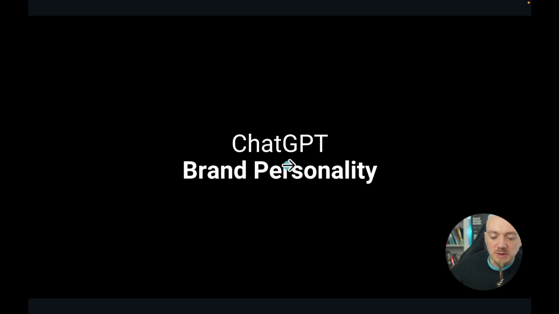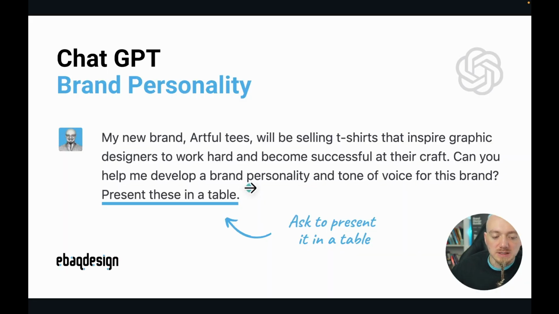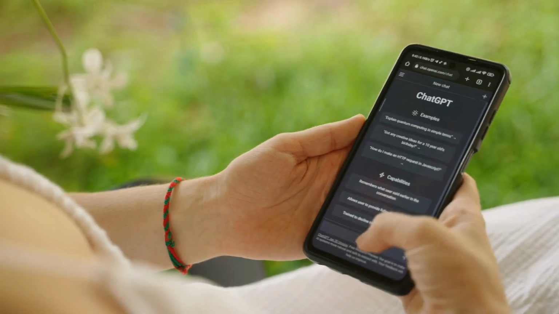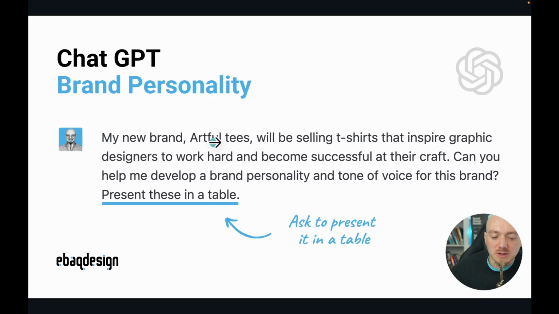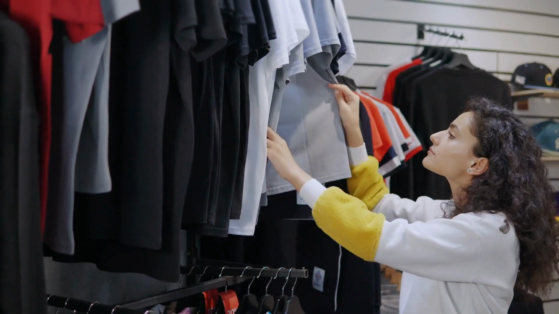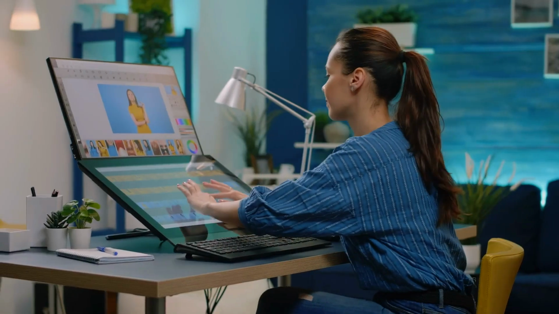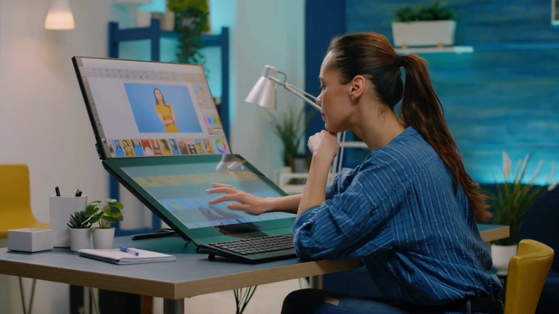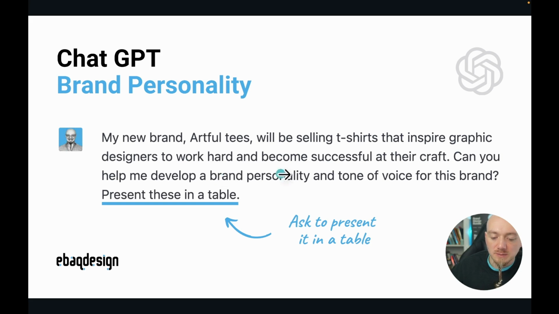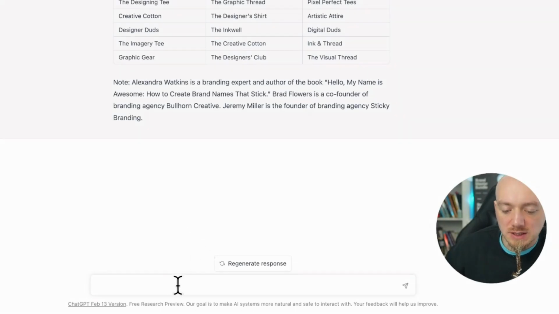So now the next thing we want to do is define some personality. You can use ChatGPT with a chain of thought, but otherwise then you have to give it context, right? So again, I'm describing here what is my new brand, what am I doing, what am I selling. So I'm just saying that these t-shirts should inspire them to work hard and become successful at their craft. And I'm just asking for brand personality and tone of voice, and of course present it in a table. So let's try this prompt.